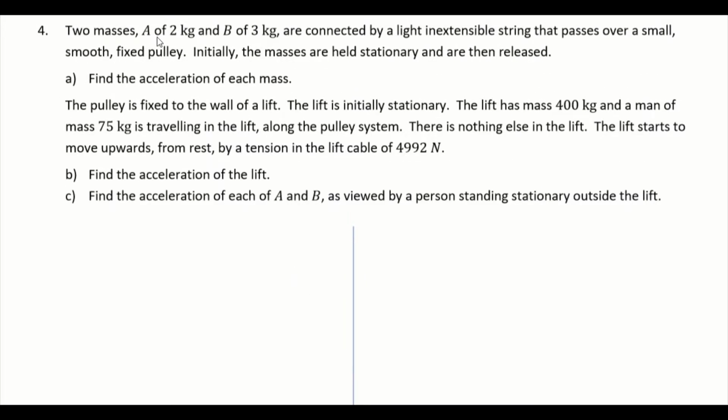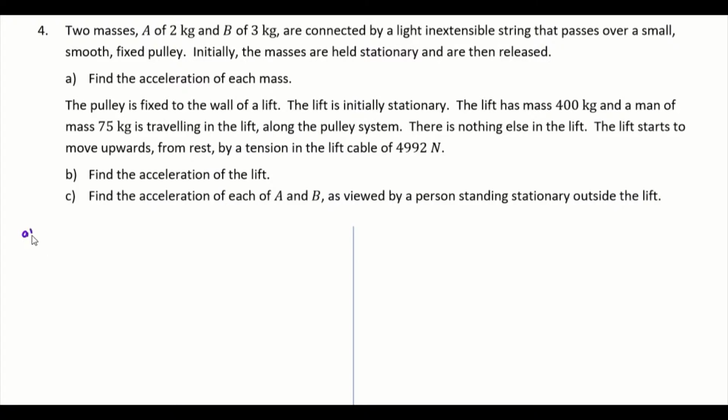Okay, so two masses A of 2 kg and B of 3 kg are connected by a light inextensible string that passes over a small smooth fixed pulley. Okay, so this is like the vertical pulley system. So initially the masses are held stationary and then released. Okay, so you should be pretty familiar with this type of question already. So let us try to just draw it.